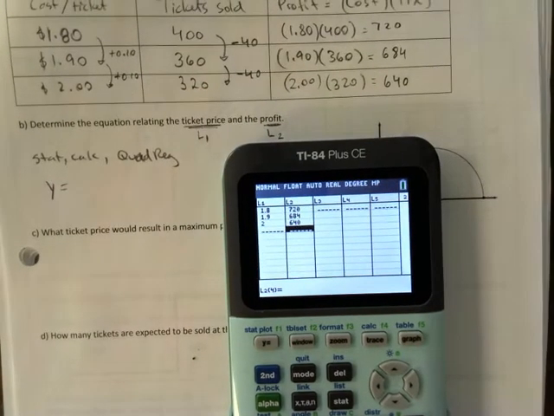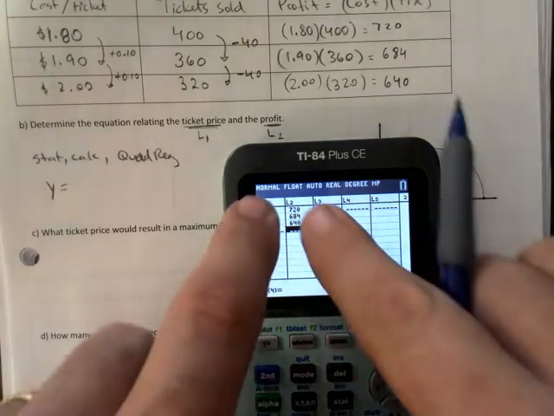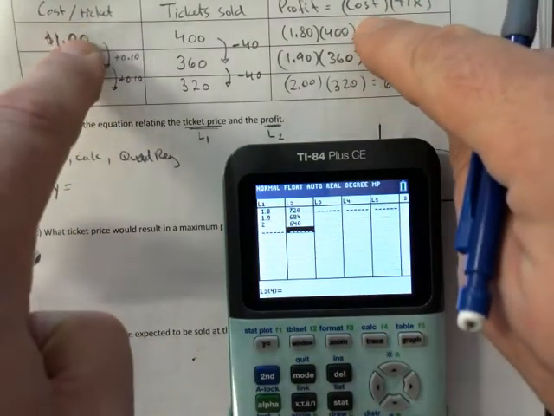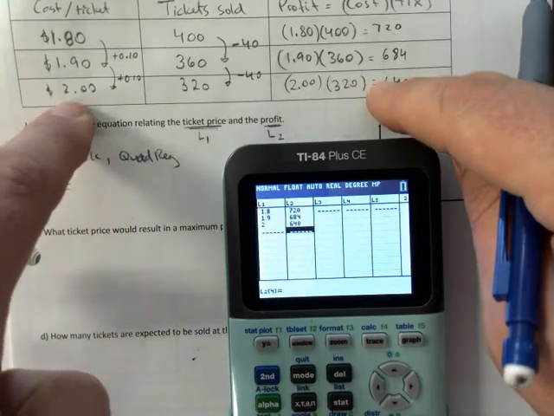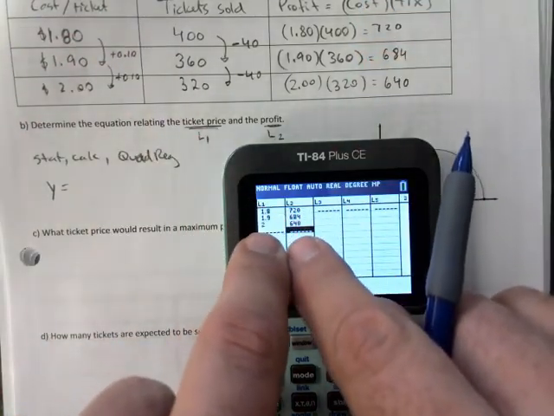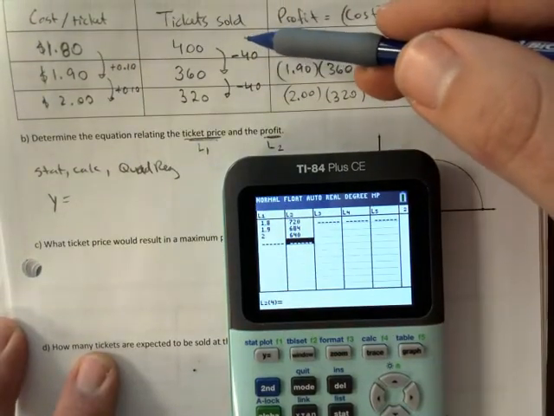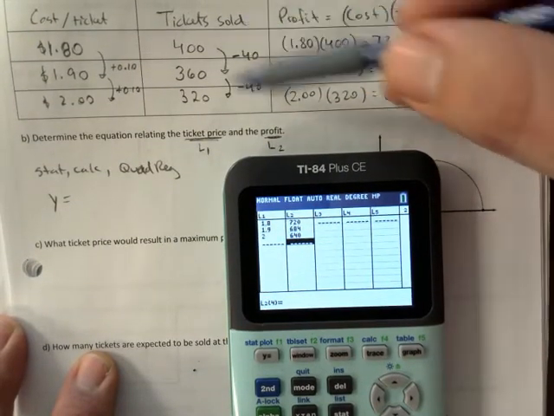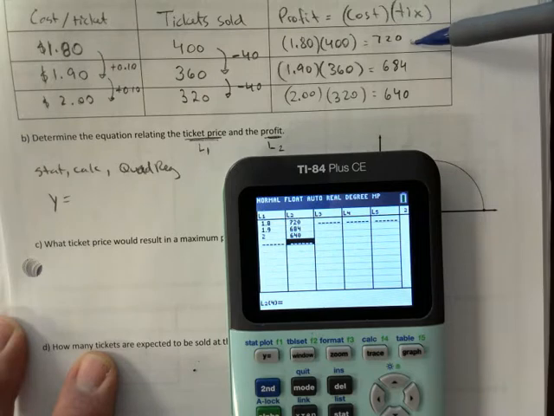There you go. So we typed L1 and L2. We typed these two columns. The ticket price and the profit are in L1 and L2 now. And you're like, what about tickets sold? Don't worry about it. It is part of your calculations to come up with this.